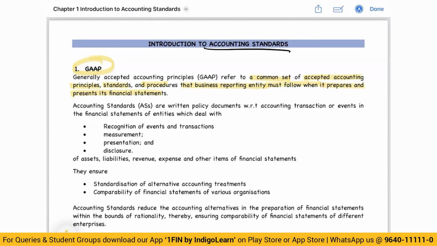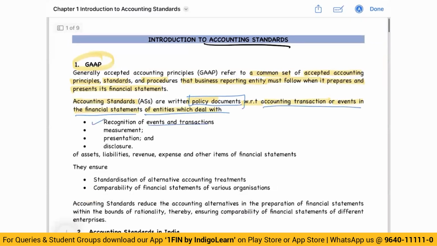Now, accounting standards are a part of your GAAP, which are policy documents with respect to accounting transactions or events in the financial statements of entities. So accounting standards are what? They are policy documents with respect to transactions or events in the financial statements of the entities. So they deal with accounting transactions and events regarding recognition, measurement, presentation, and disclosure. If you see, almost all the standards have this: recognize, measure, present, disclose.